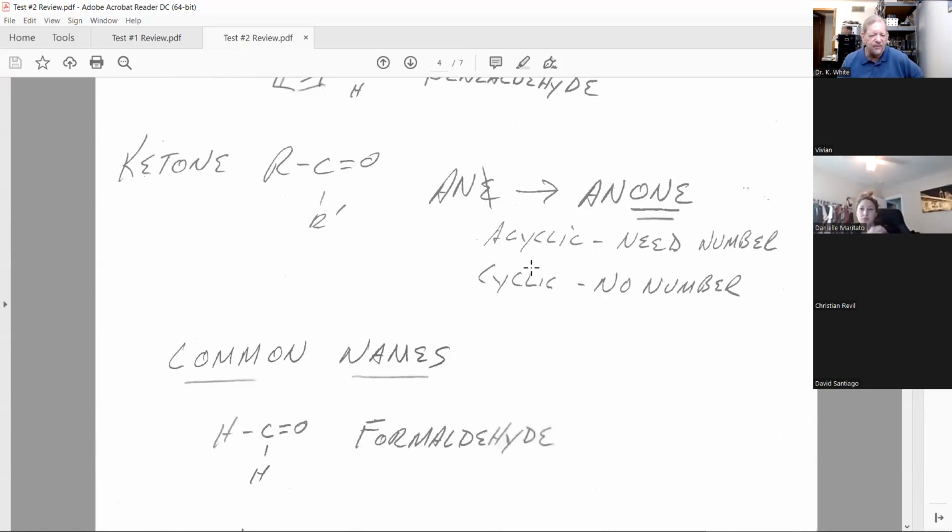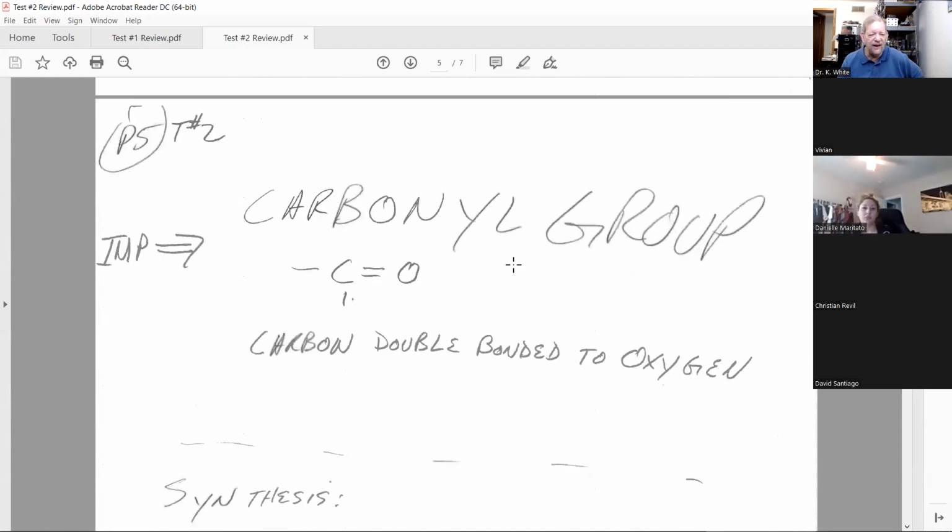Now, I'm going to come back to nomenclature, but one of the important things in all of organic chemistry to me, Dr. White, is the carbonyl group. I asked you to learn what the carbonyl group is, how to draw it, and how to describe it with words. The carbonyl is a carbon double bond to oxygen. Oh, I've got that on the screen. It's not a functional group. It's found in a number of functional groups. So you should know that. Ooh, it even says IMP on there, important.